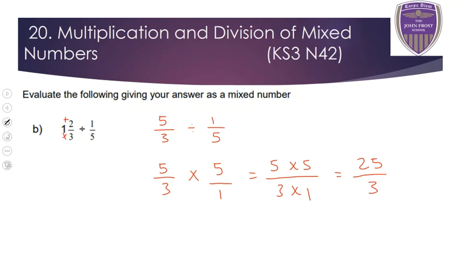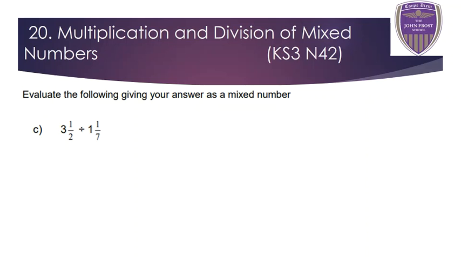And then as a mixed number, how many whole 3s go into 25? It's 8. 8 times 3 is 24, with a remainder of 1 left over. So 8 and 1 over 3. I believe the next one's the last question, right? Yeah, okay, so same thing.